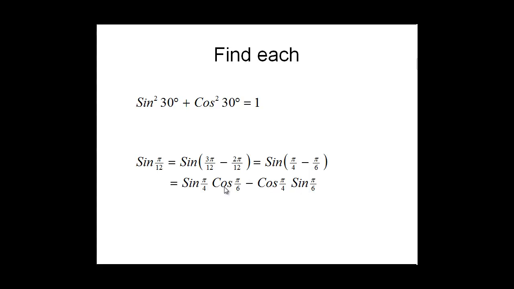And then if you use the unit circle, convert those all. Sine of pi over 4 is square root of 2 over 2. Cosine of pi over 6 is square root of 3 over 2. Cosine of pi over 4 is square root of 2 over 2. Sine of pi over 6 is 1/2. So this is square root of 6 over 4 minus the square root of 2 over 4. So it's the square root of 6 minus the square root of 2, over 4. That's a quick review of some things we've done so far.